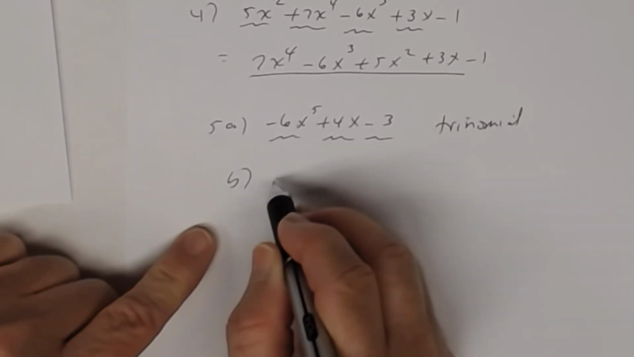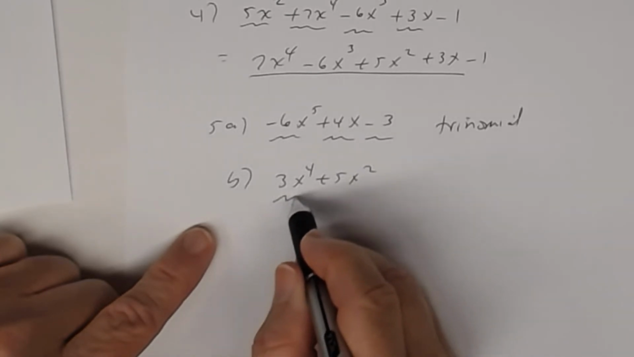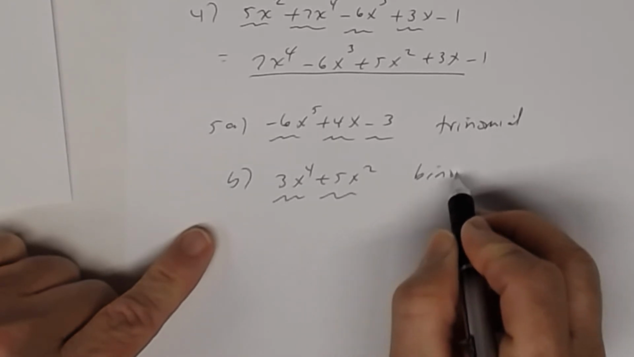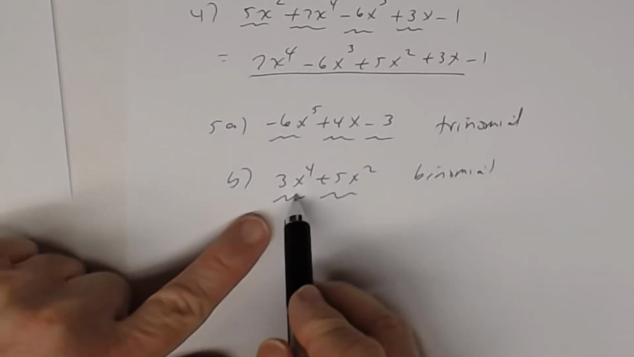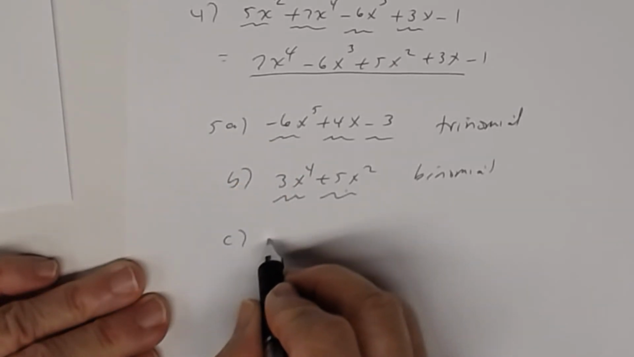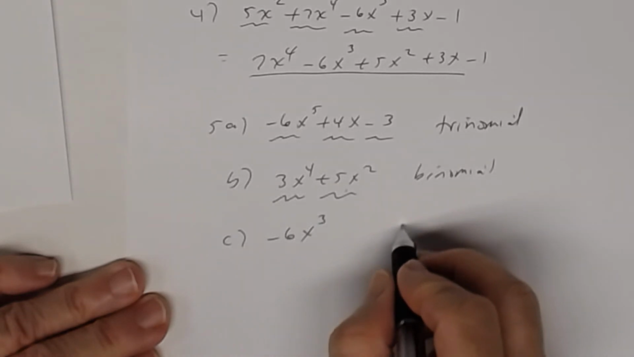In b, you have 3x to the 4th plus 5x squared. So this term and this term. So there are 2 terms, so that's a binomial. So you have 2 monomials. And then c, you have this monomial, right? So this one term.